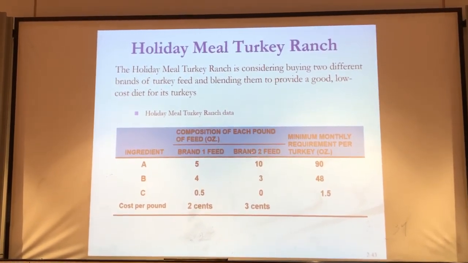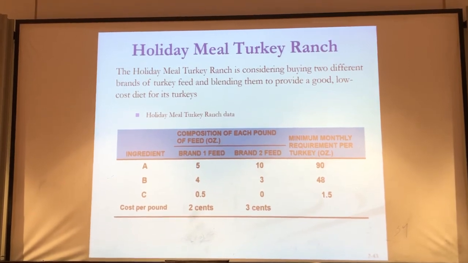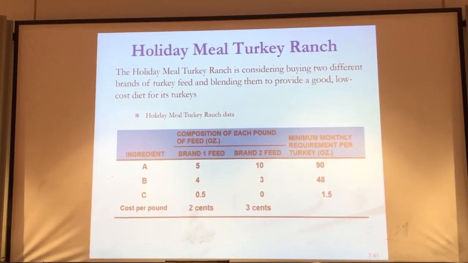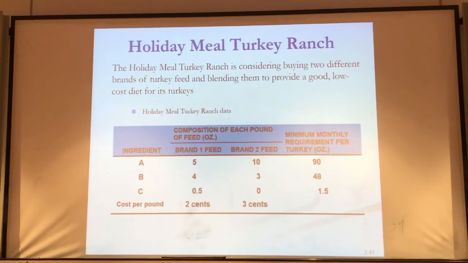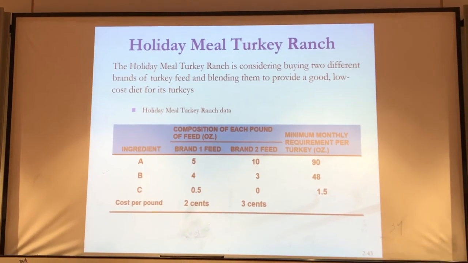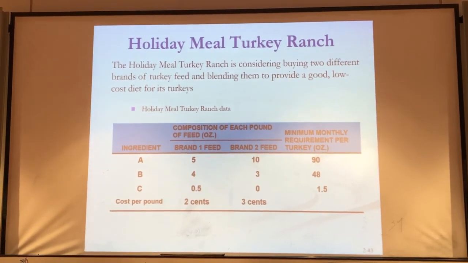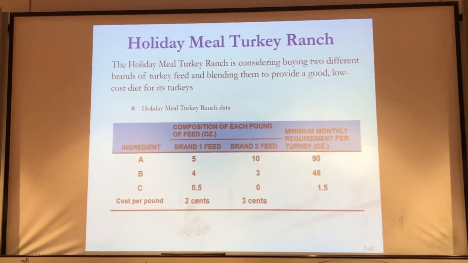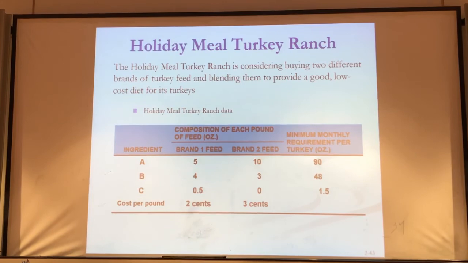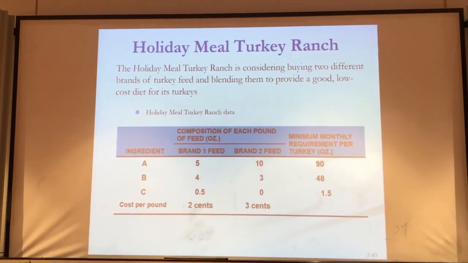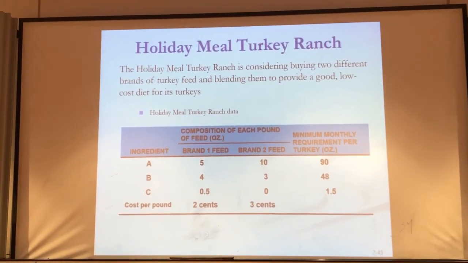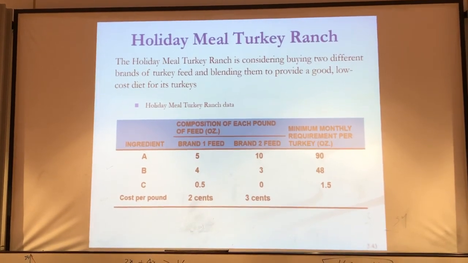Similarly, for brand 2, we have these ingredients present, and its cost is 3 cents. The minimum monthly requirement for each turkey in ounces is given as ingredient A is 90, B is 48, and C is 1.5. This is the minimum requirement. We can have more, but this should be the minimum.